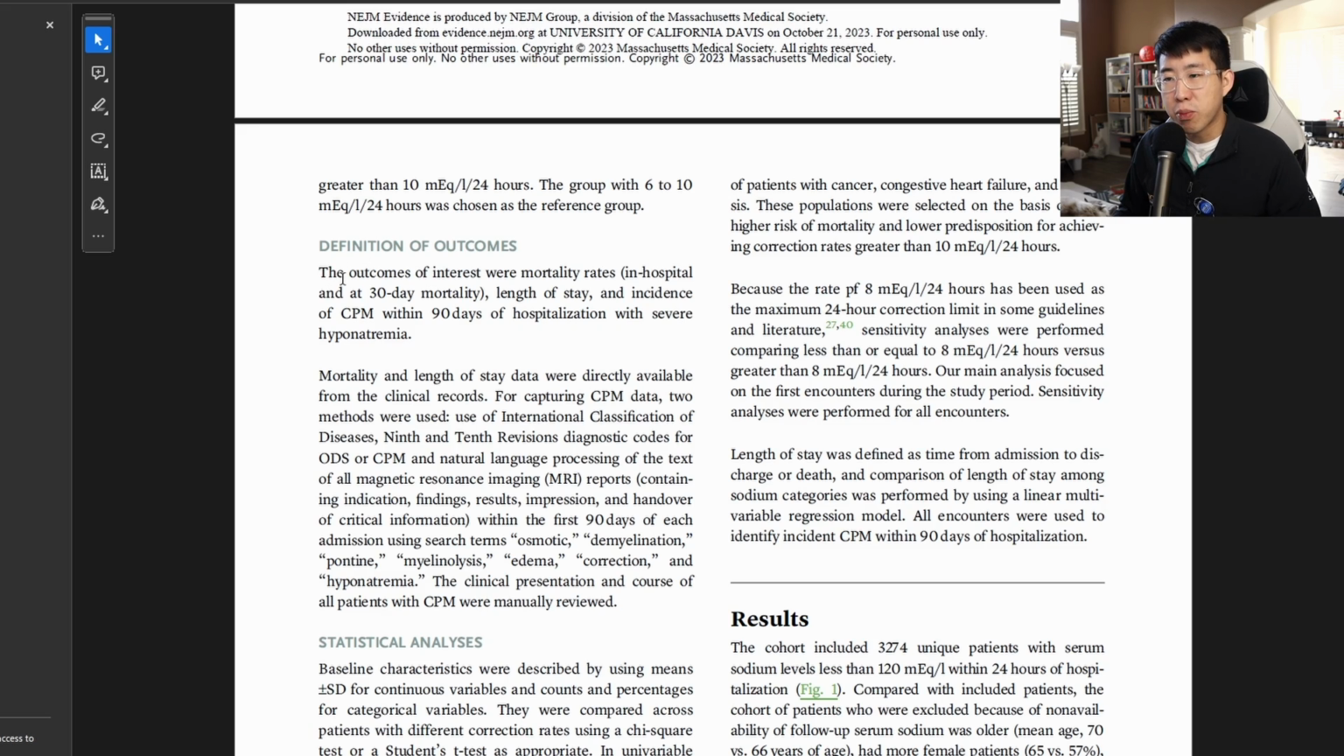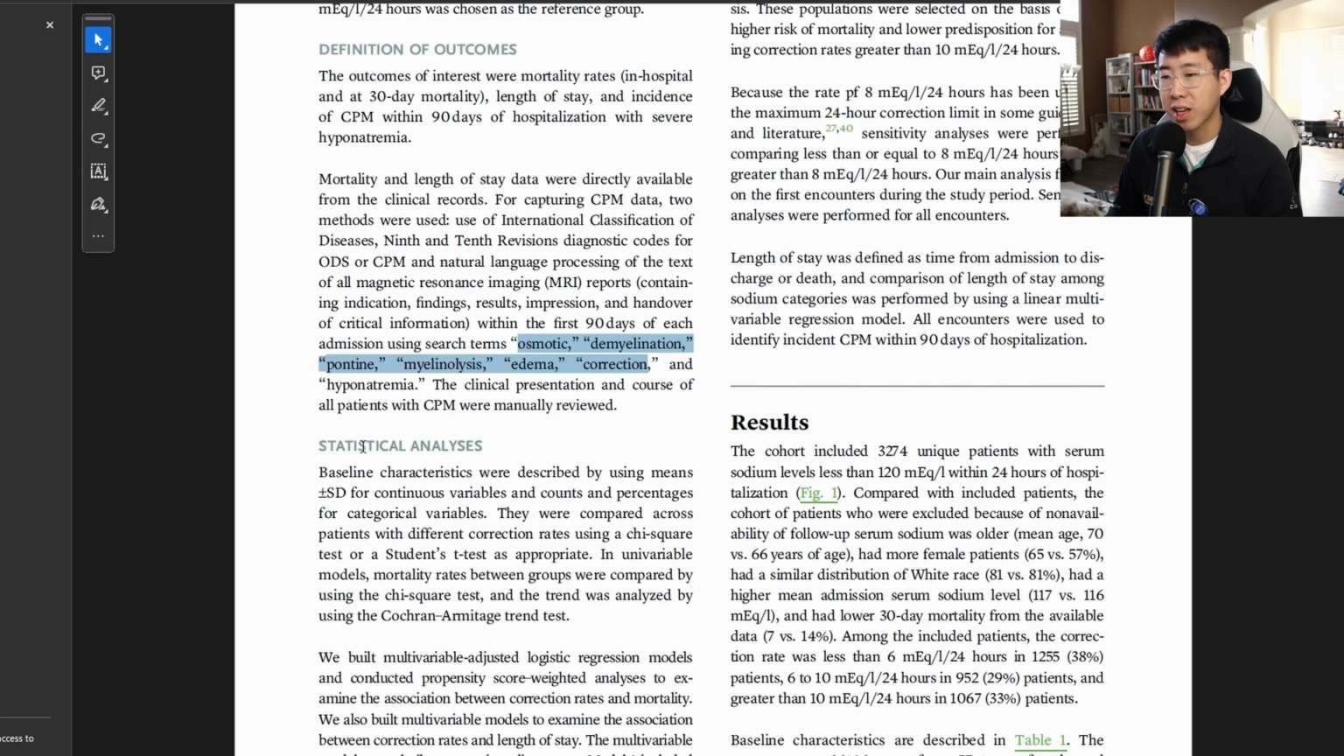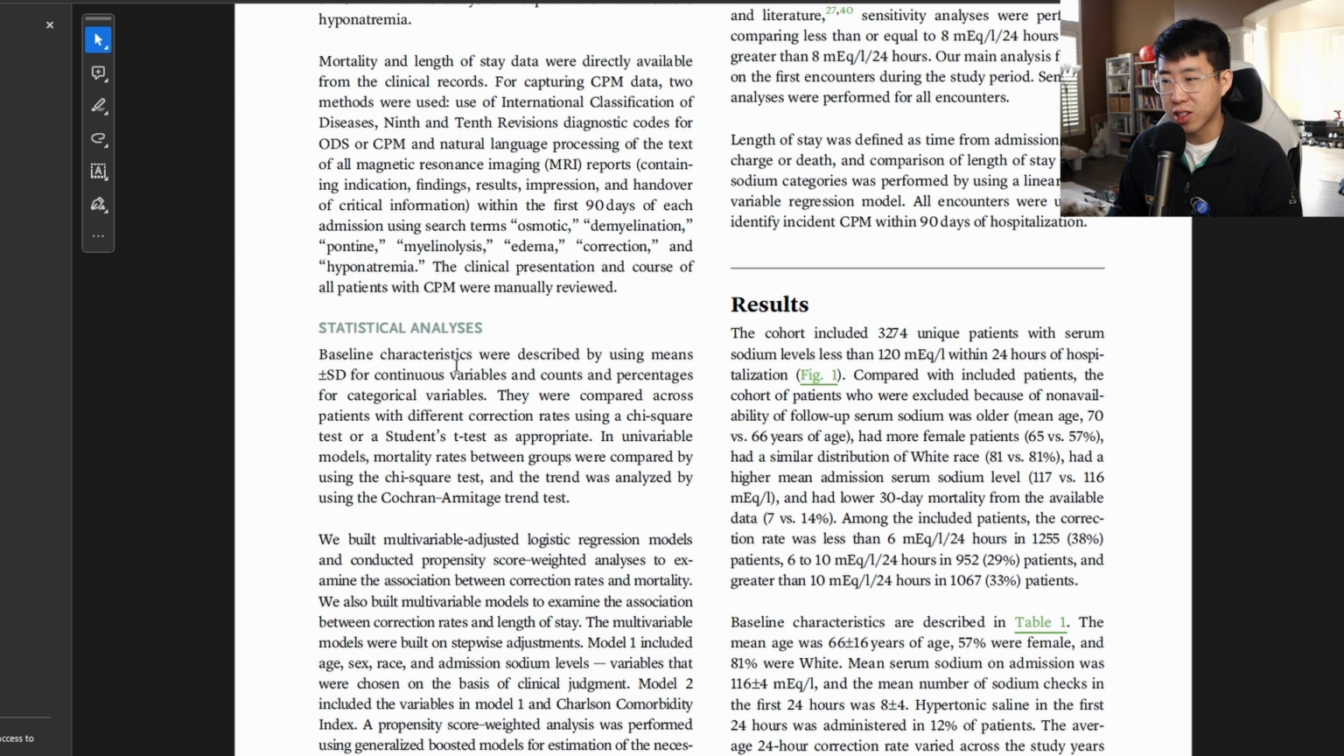Again, we looked at the primary outcomes of interest, which were mortality rates in hospital and 30-day mortality, length of stay, and incidence of central pontine myelinolysis, which they tracked using a language learning model that searched MRIs for the words of osmotic demyelination, pontine myelinolysis, edema, things like that. And then over here, they start talking about their statistical analyses.